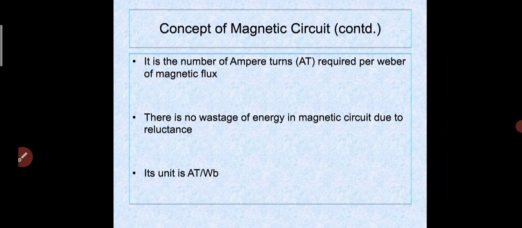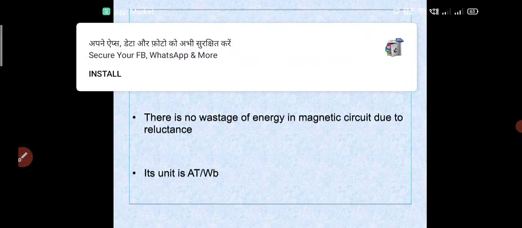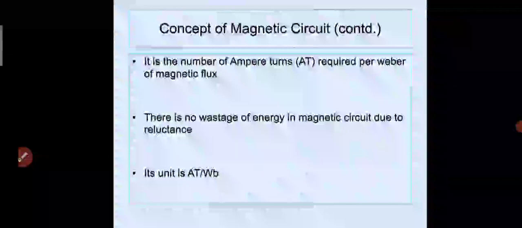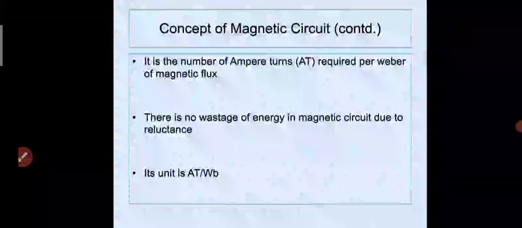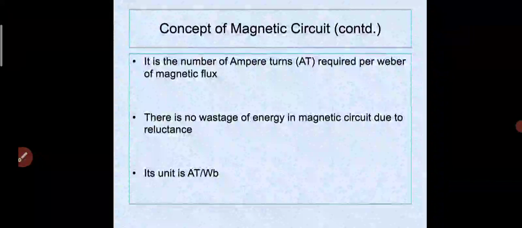Next one, it is the number of ampere turns, AT, required for a Weber of magnetic flux. Next one, there is no wastage of energy in magnetic circuit due to reluctance. Next one, its unit is ampere turns per Weber.